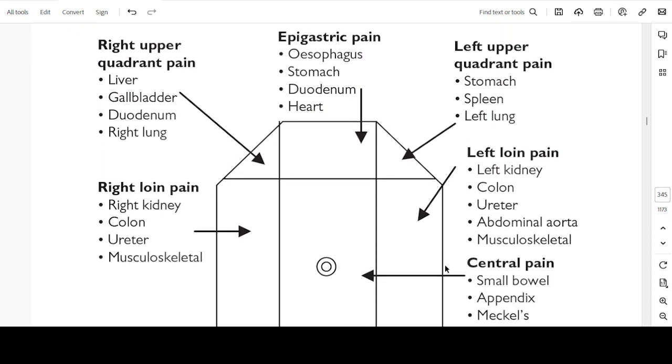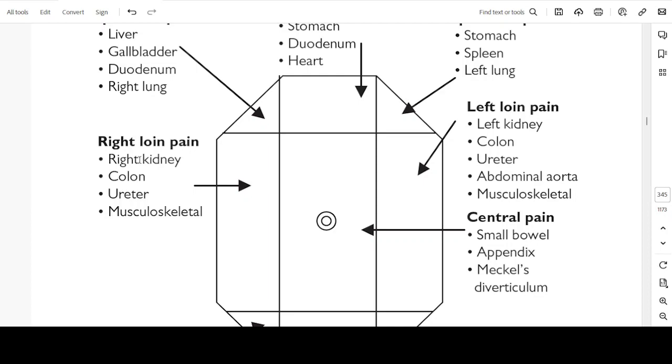So, assessment of abdominal pain, these are the quadrants. Whenever there is right upper quadrant pain, it could be liver related, gallbladder related, duodenum, or right lung. Left upper quadrant pain could be stomach related, spleen related, or left side lung related. Epigastric pain: esophagus, stomach, duodenum, or heart. Right loin pain: right kidney, colon, ureter, and musculoskeletal. Left loin pain: left kidney, colon, ureter, but there is one extra thing, that is abdominal aorta, and musculoskeletal.